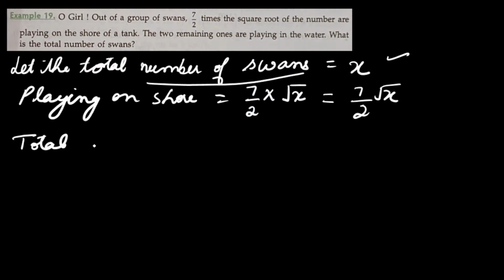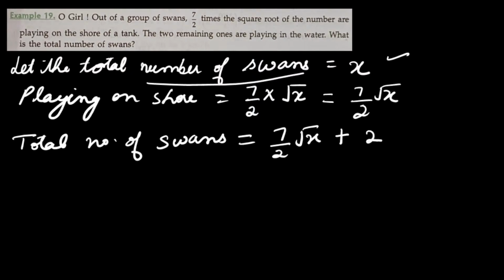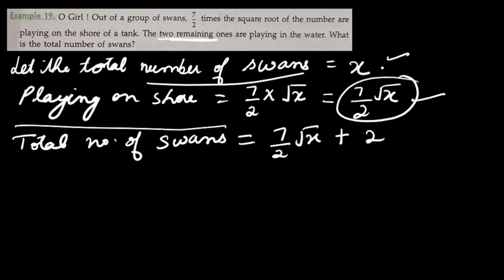How many total do we have then? Total number of swans, actually how many do we have? These are the ones who are playing, and two more are there. See, it's written remaining two. Remaining two means after this one we are only left with two. So that means the total number of swans is this one plus the remaining two. But also we have assumed the total number of swans as x. So I can write x is equal to 7 by 2 root x plus 2. This we can just simplify.